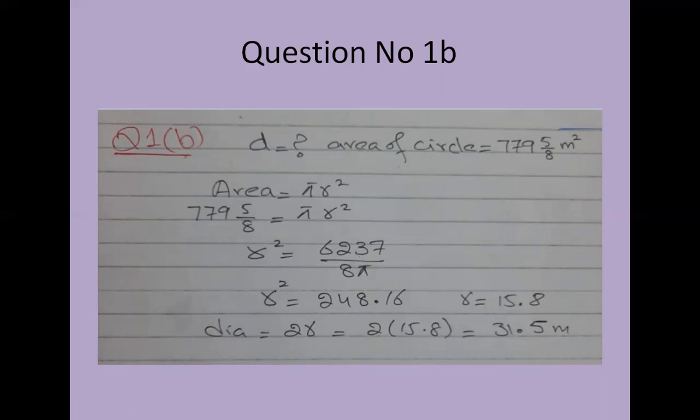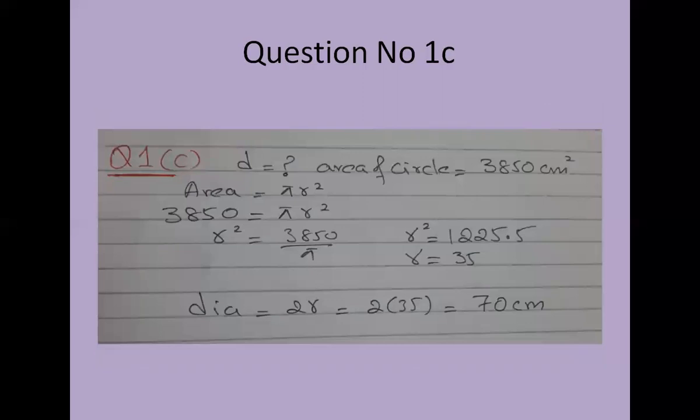So in your calculator, you will write 6237 divided by 8 divided by pi equals, and you will get 248.16. Square root answer equals, and you will get the value of the radius, and that will be 15.8. Once you know the radius value, you can find the diameter. The diameter is 2 times the radius. So 2 multiplied by 15.8, and that will be 31.5 meter. So this is how you do question number 1, B part.